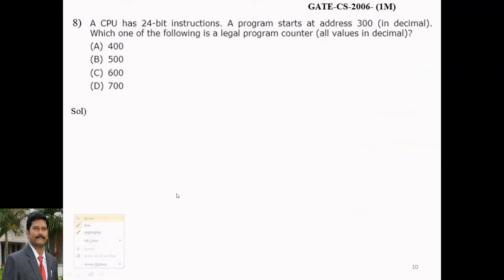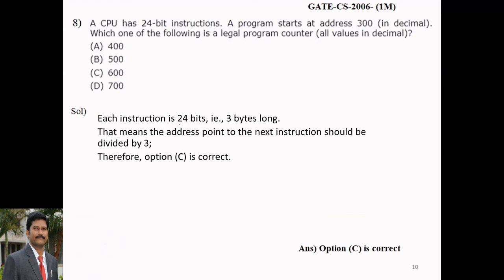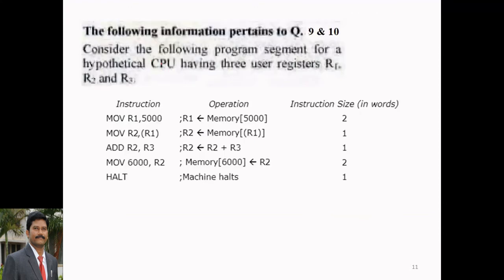Let us see the answer. Each instruction is 24 bits, so 3 bytes long. That means the address pointing to the next instruction should be divisible by 3. Therefore option C is correct. This is the common data.